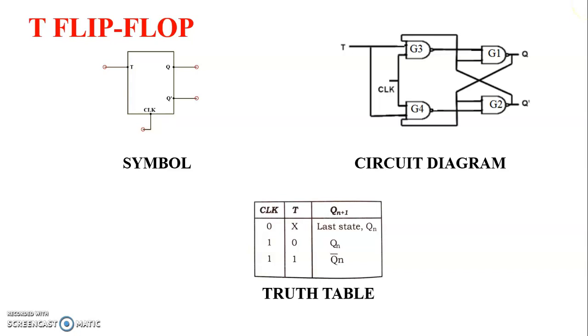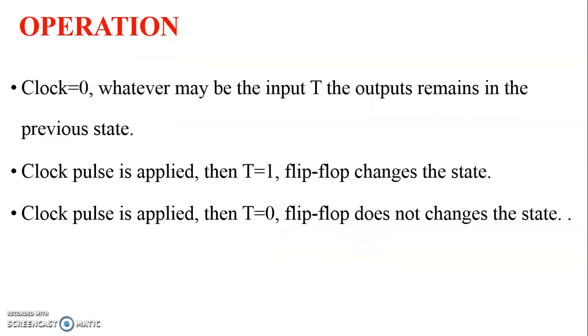Thus, when T equal to 1 and the clock pulse is applied, the output changes its state. Therefore, it is called a toggle flip-flop. Whenever I give T equal to 1, it changes the state. So these are the operations of the T flip-flop. These operations are explained in this slide.